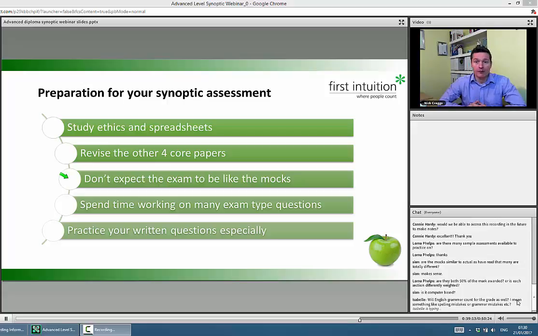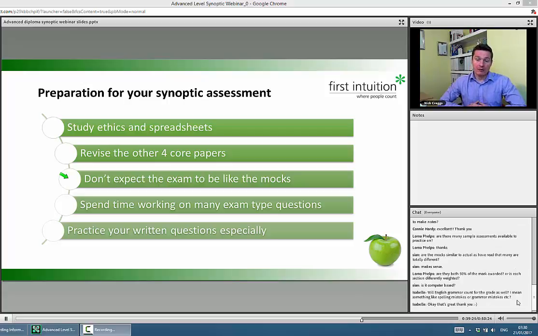If the marker can read it and there are spelling mistakes, or if you've used the wrong type of there, you will not lose any marks. It's not a test on that. It's a test on your ability to convey information to people who don't really understand accountancy, and obviously some numerical questions as well.